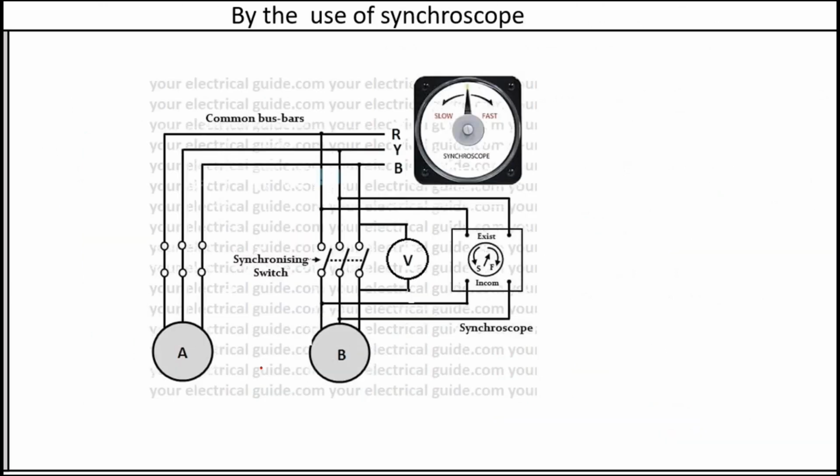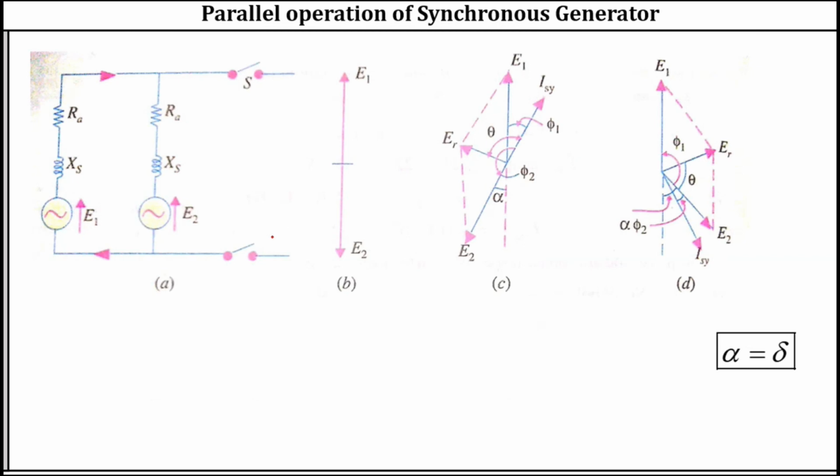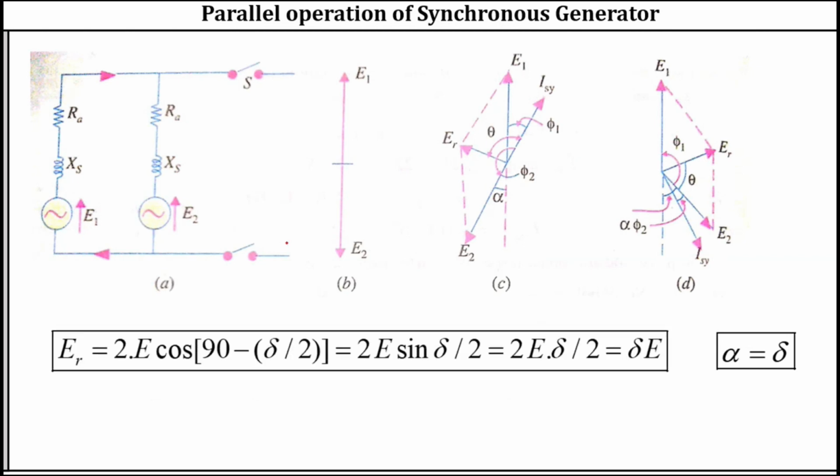The third method is the use of a synchroscope. If it is moving towards slower, at that time the synchronization instant occurs and we can connect that machine to the busbar. So these are the three general methods to do the parallel operation. You may go through it.